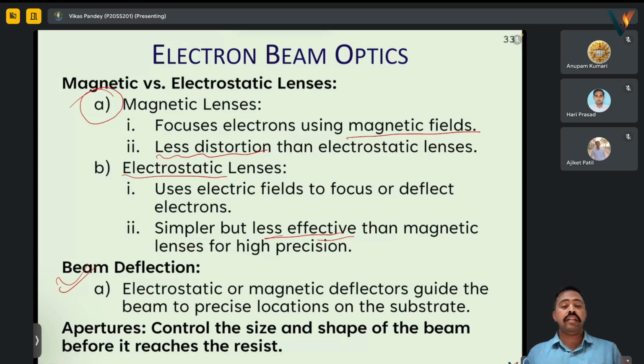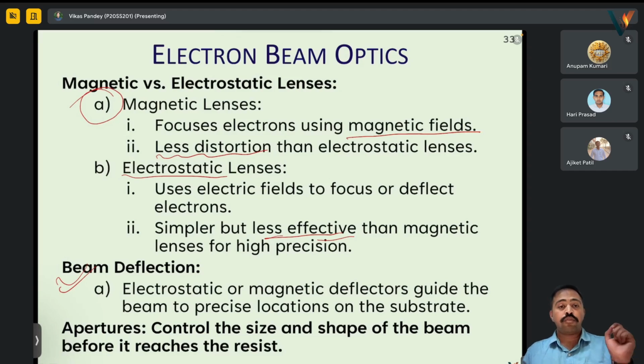Then there are apertures. When we are talking about apertures, they will not be like optical apertures. They are again magnetic or electrostatic based, and they control the size and shape of the beam. So it is a kind of focusing mechanism. What will be the size of this beam, and what will be the focus size over the substrate? That is controlled using the apertures.